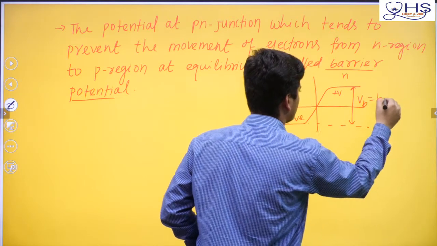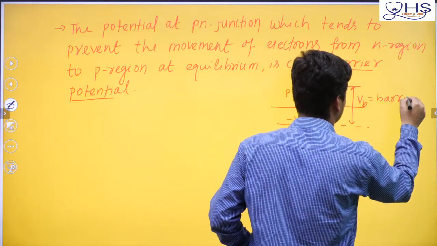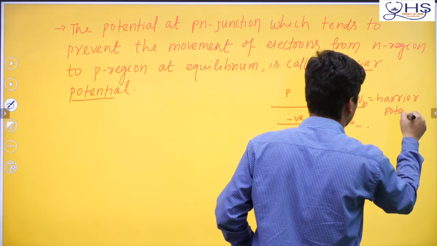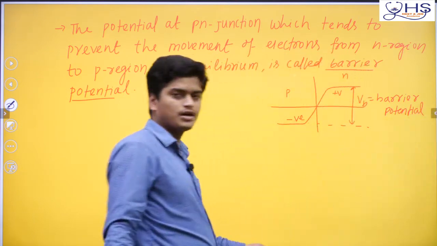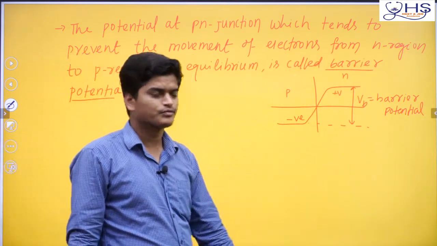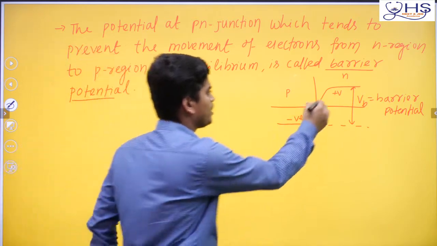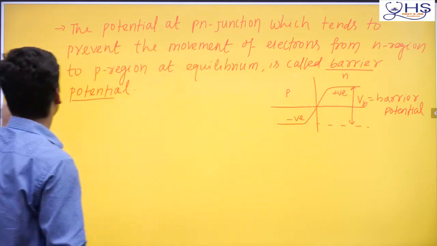So this is called what? Barrier potential. Okay, barrier potential to impress the evaluators. So you can do this also. Okay, so this type of idea you must remember to write this question.